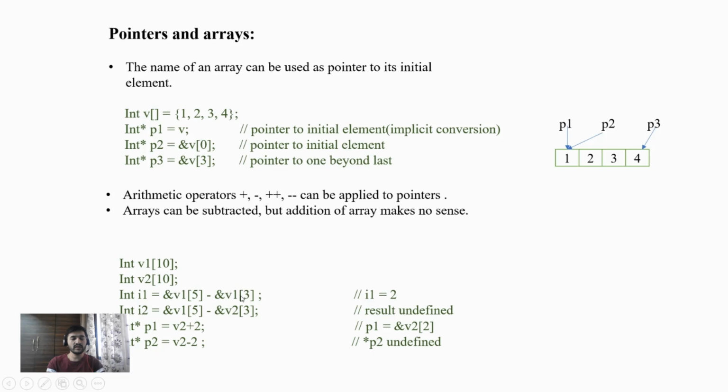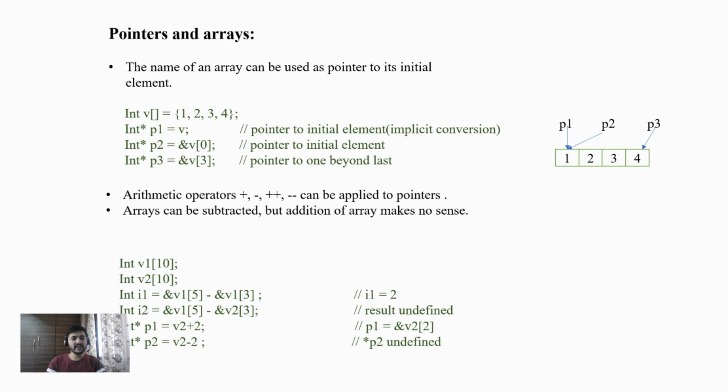So the result of this subtraction of pointers is always the number of elements of the type of the pointer. v1's type is int, so this subtraction will give us an int result, and the result will be the number of elements between these two addresses. So i1 will contain 2 here. Whenever you want to perform addition or subtraction of pointers which are pointing to an array, both the pointers should always point to the same array.